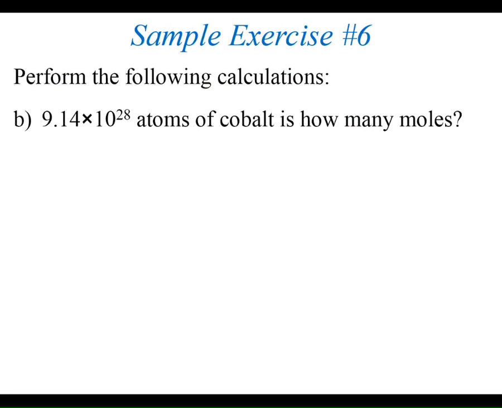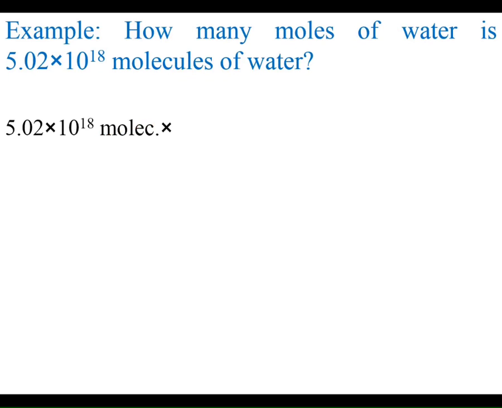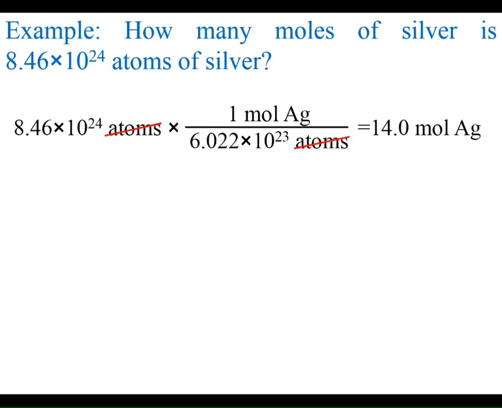Okay, let's try your handout. Get out your handout there. Sorry, for the last time, I was wondering why you don't have one decimal point for significant figures. Let's see, it should have. 8.46 is only 3. 6.022 is 4. So it's 3 sig figs.